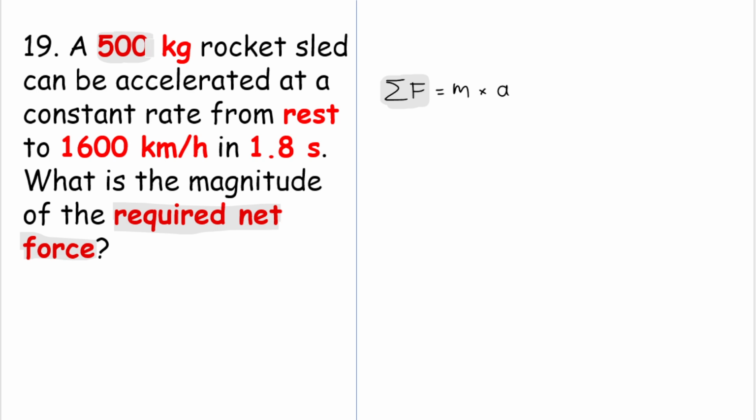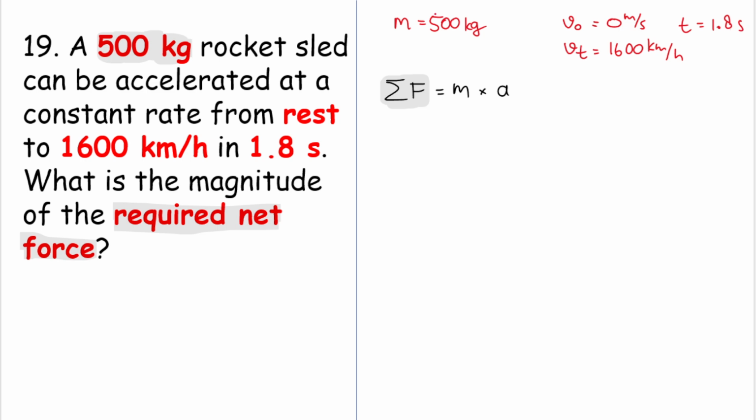I have the mass here. The mass is 500 kilograms. Then it can be accelerated at a constant rate from rest, so V0 here is 0 meter per second. And then to 1600 kilometer per hour, so we will have our Vt here is 1600 kilometer per hour. But then we also have the time of the acceleration, that will be 1.8 seconds.